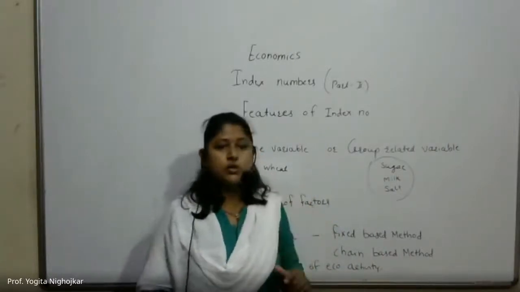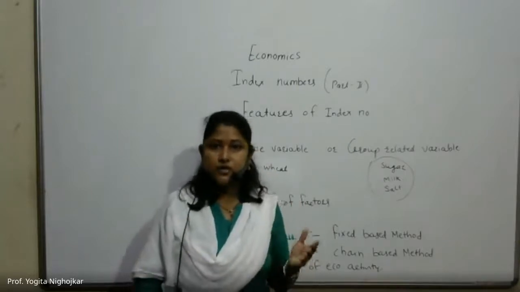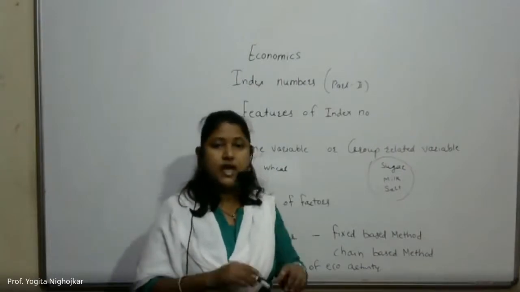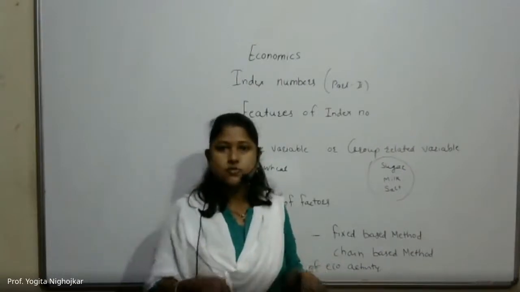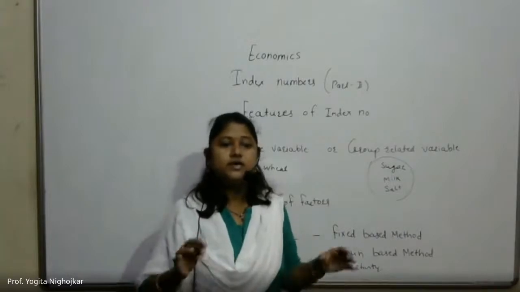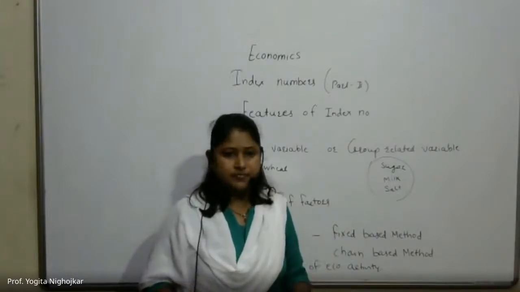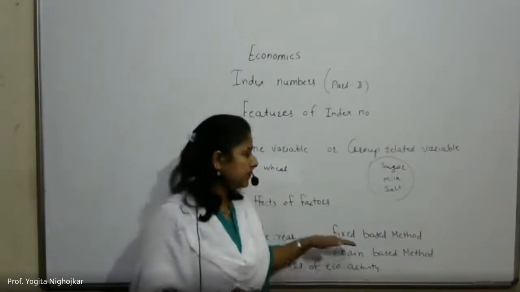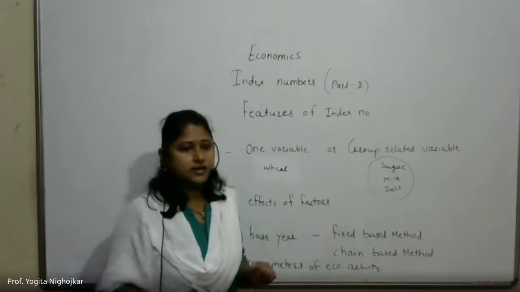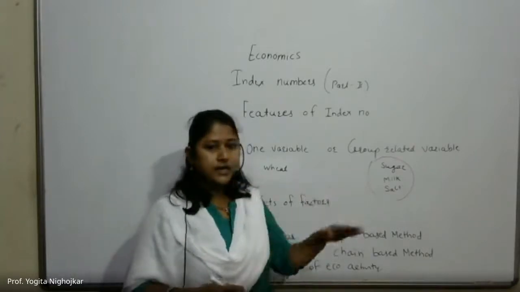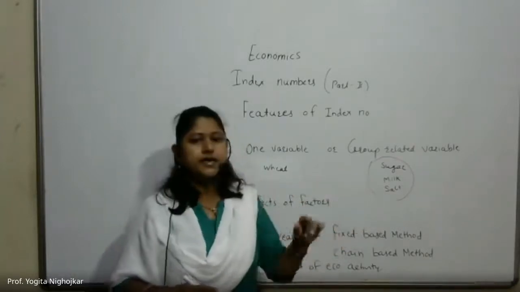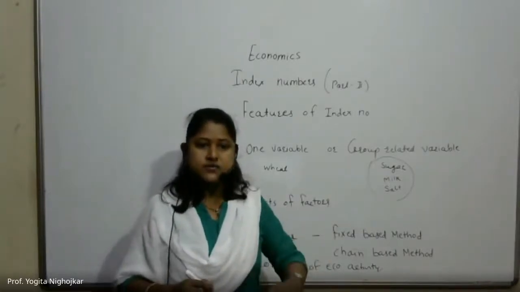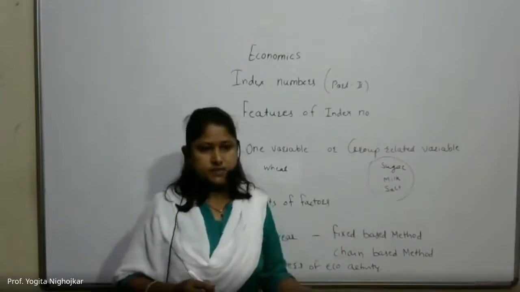Third is value index number. This index number is the ratio of the aggregate value, meaning total value, of a given commodity in the current year and its value in the chosen base year.